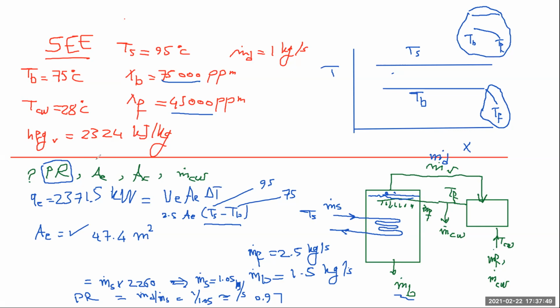Now, we also know the value of A of the evaporator. Then we are going to shift into the condenser. And for the condenser, let me clear this.